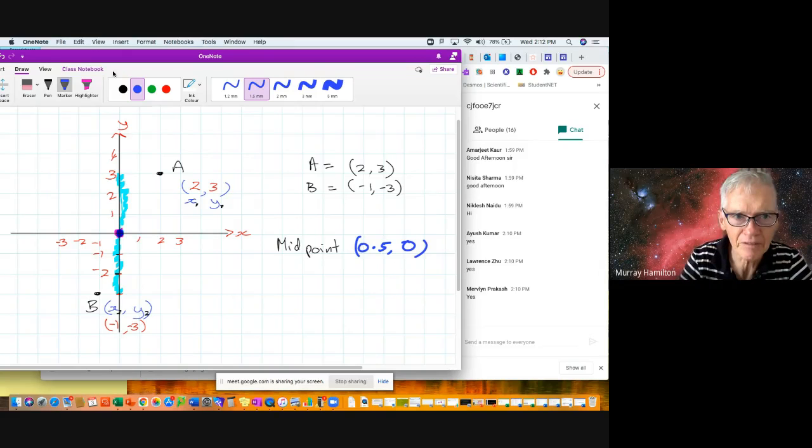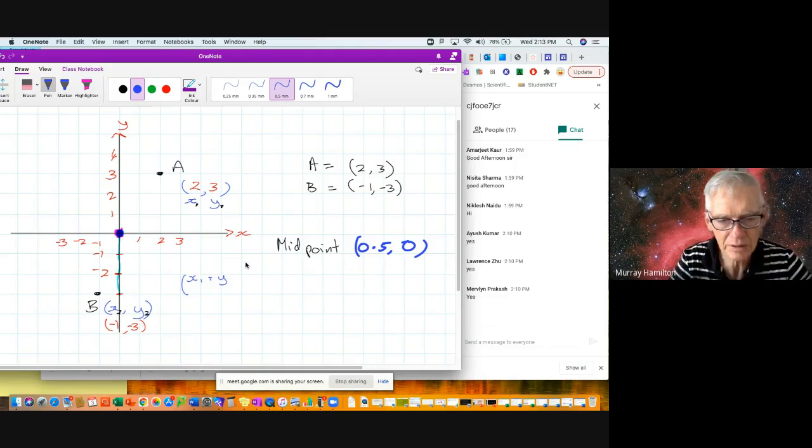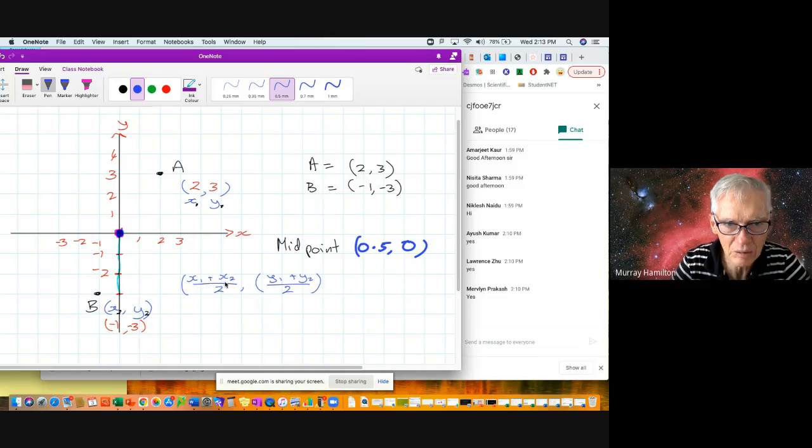Now that's doing it visually. We could do it another way, instead of visually. I'll just get rid of these lines. We could use the formula. So the formula tells me that the midpoint is like this. This is the midpoint formula. I go x1 plus x2, and I halve it. And then I do y1 plus y2, and I halve it. Now these are not squared, they're just the 1 and 2.